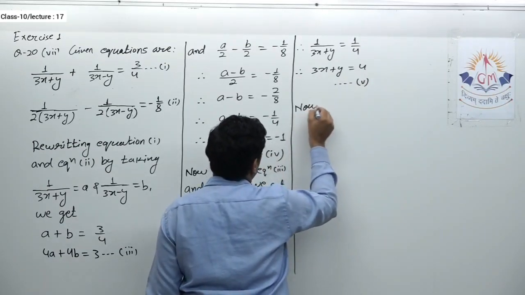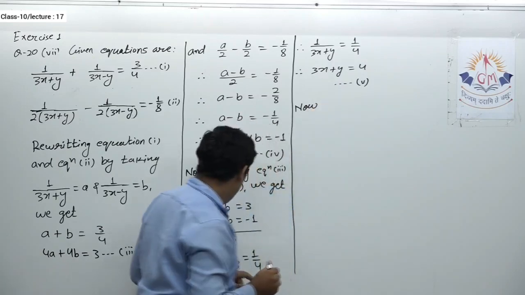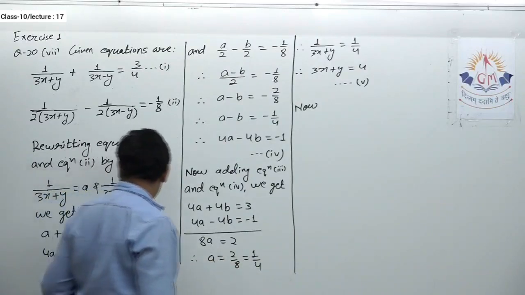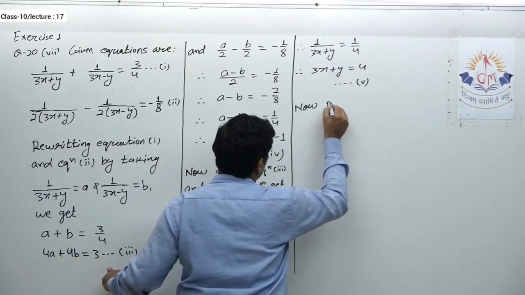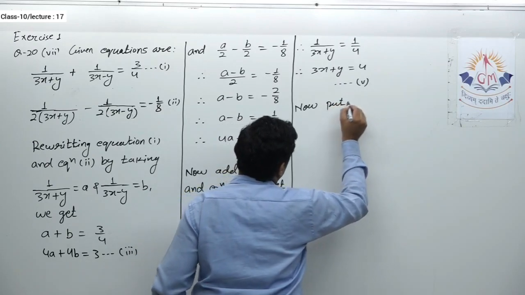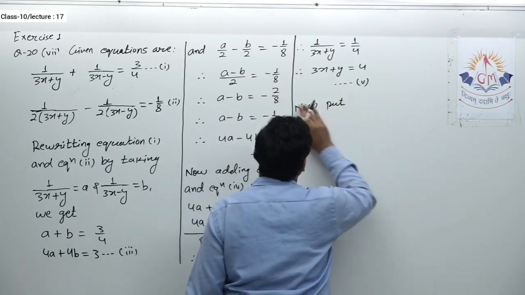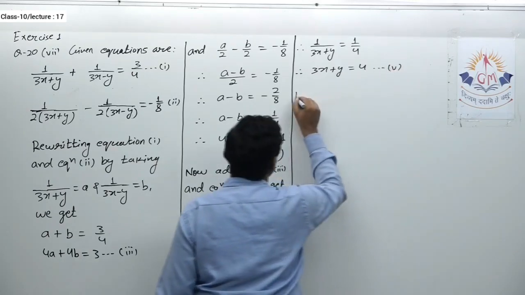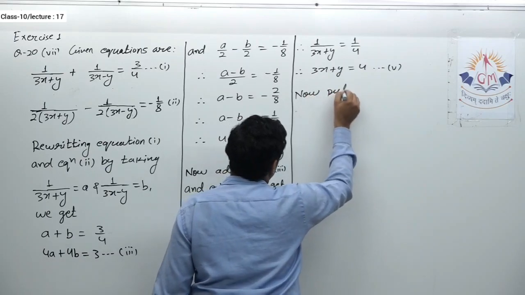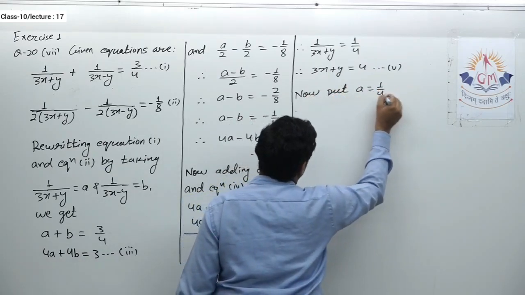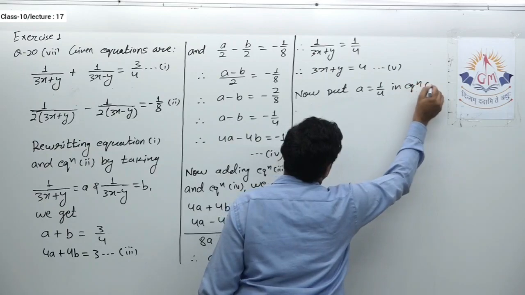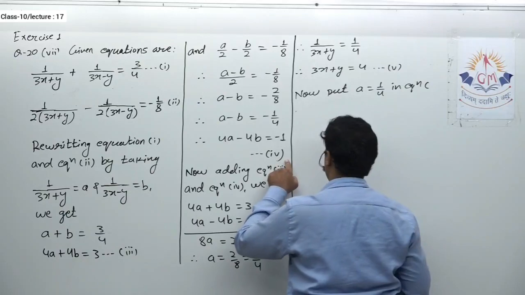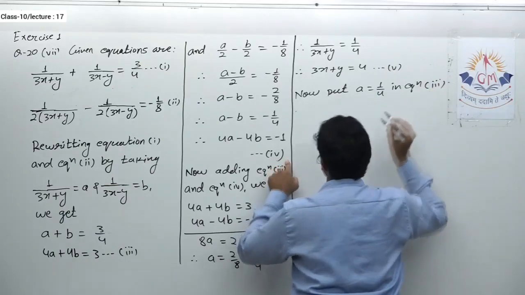Now next what I have to do, now I'll put this a equal to 1 by 4 in equation number 3. Now put a is equal to 1 upon 4. Okay, this is equation number 5. Okay, now put a is equal to 1 upon 4 in equation 3. Either I can put in equation 3 or I could put in equation number 4. So I am taking in equation number 3.